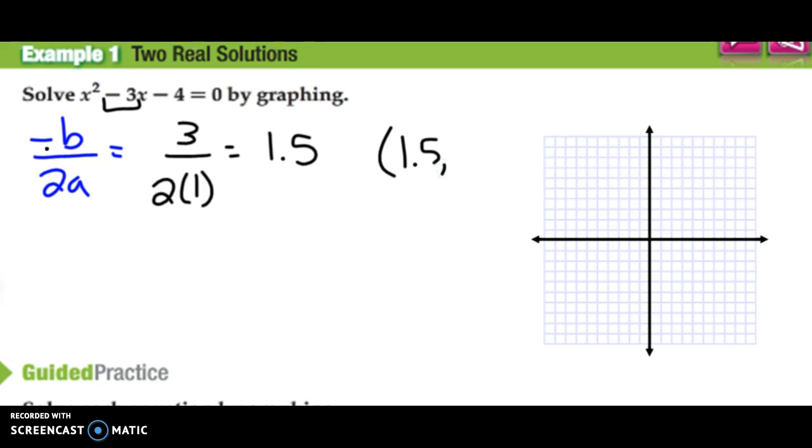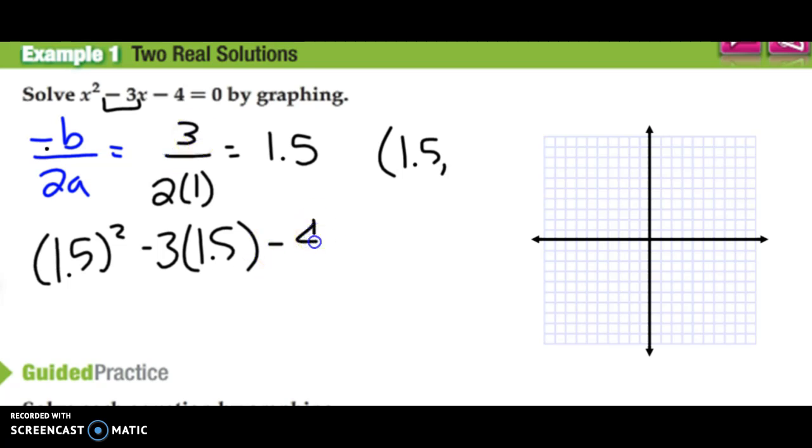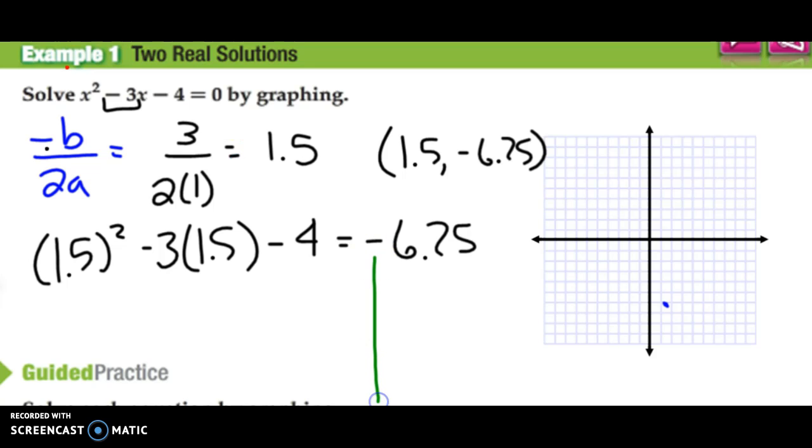Then I put 1.5 into my equation. 1.5 squared minus 3 times 1.5 minus 4. And when I get that, I get -6.25. So that right there is going to be my vertex. So I find that on my graph: 1.5, -6.25. Right on the line, just a little bit off. There. So now that I know that my vertex is there, I can start making my table of values.